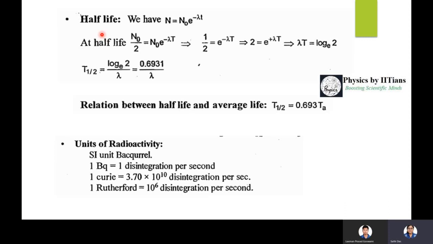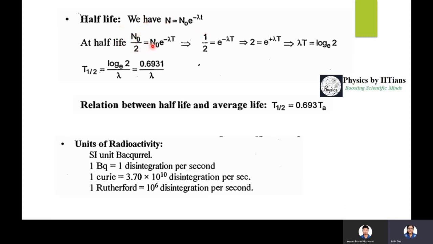So first you should also know about the concept of half-life. The name suggests that it is the time in which N naught becomes N naught by 2. So we have N equals N naught e to the power minus lambda t. At half-life, this N will become N naught by 2.